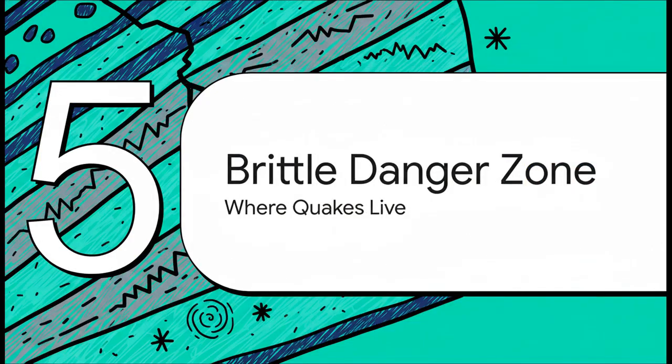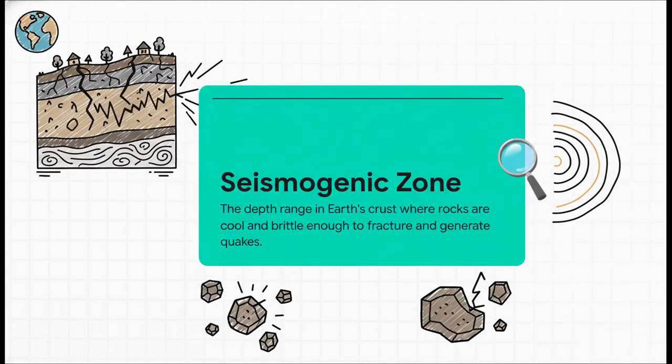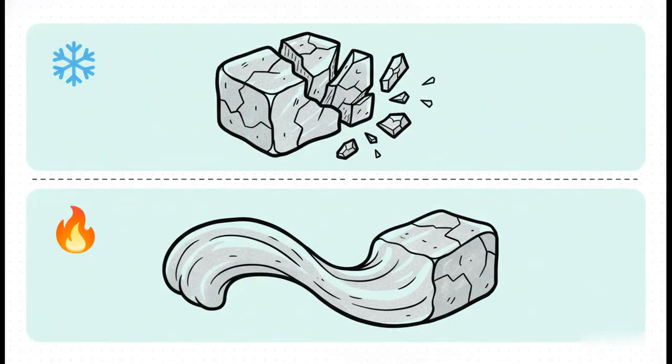Okay, for our final zoom out, let's ask a really basic question. Where on, and maybe more importantly, in the Earth, can this cycle of snapping rock actually happen? The thing is, earthquakes don't just happen anywhere underground. They're stuck in a very specific layer of the crust called the seismogenic zone. This is pretty much the only part of the crust where the conditions are just right for rocks to break violently.